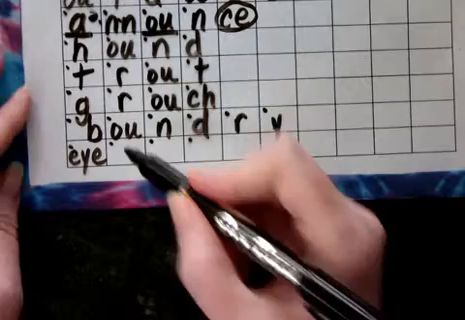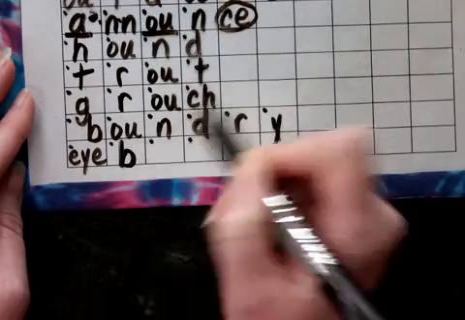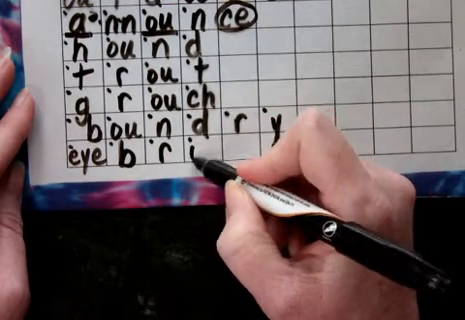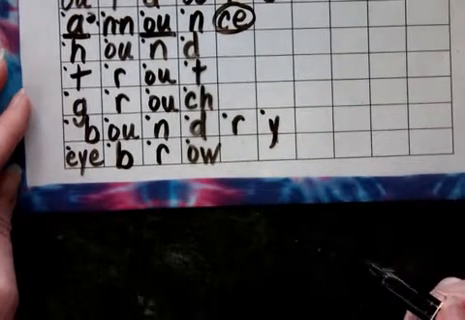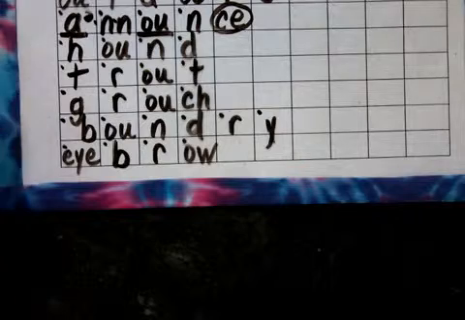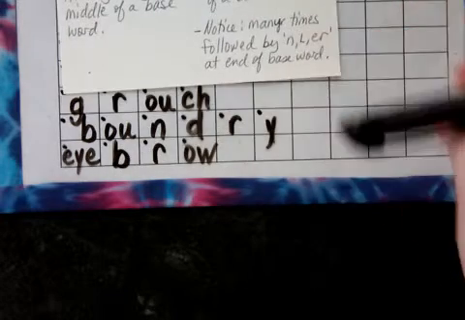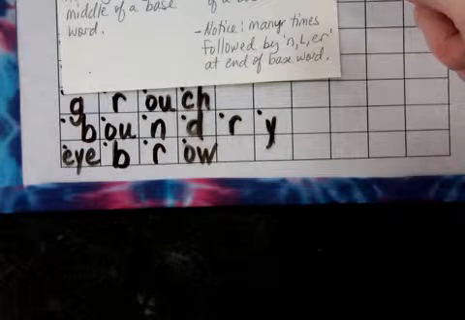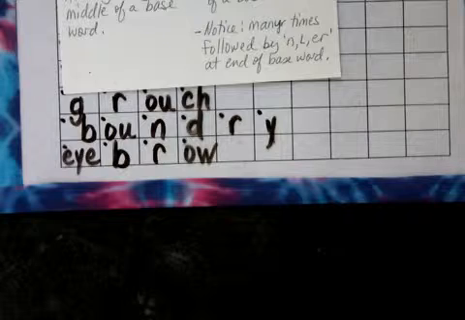The next sound is B for brow. B. The line is first and then the bubble. Ow. Ow in this word is spelled with an O-W. Remember, O-Ws in the middle or the end of the word can be spelled with an O-W. I'm going to put this right up here. The middle or the end of a base word. We didn't have any other word in our list that had the O-W at the end of a word.